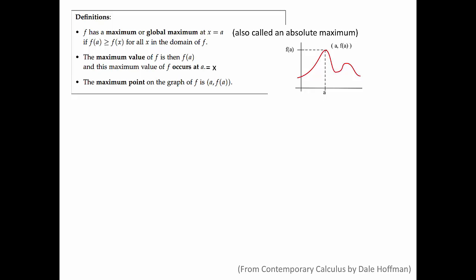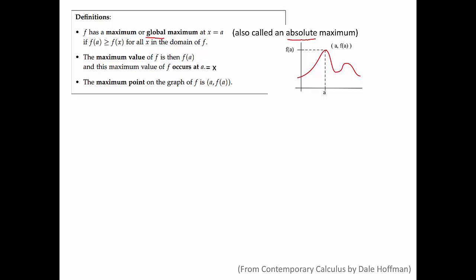So for some definitions, the more formal definitions are going to be in the boxes on the left. I'm going to talk about them more in layman's terms. When we're talking about a global maximum or absolute maximum, you're talking about the highest point on the whole graph. Of course, you can do the same thing for a global or absolute minimum.